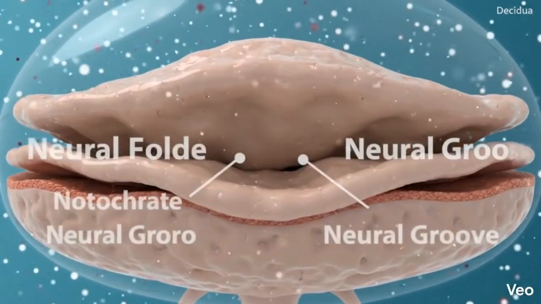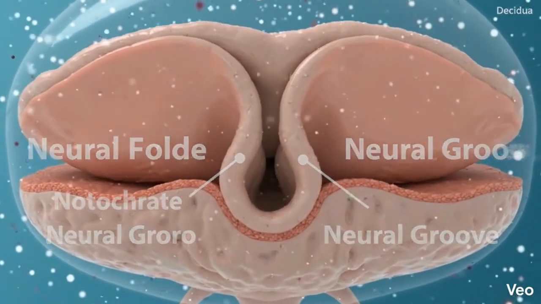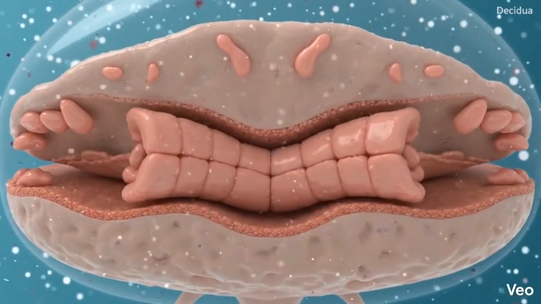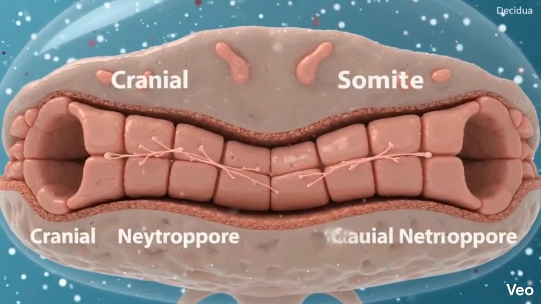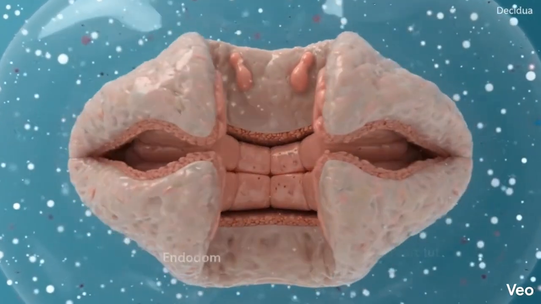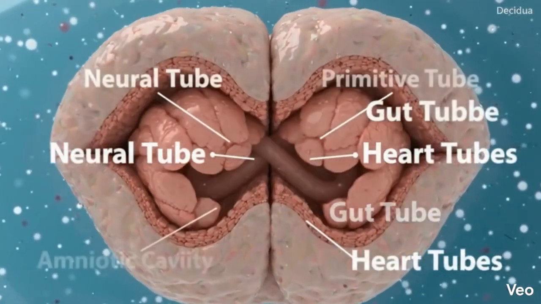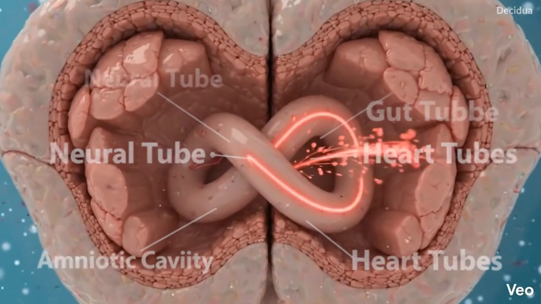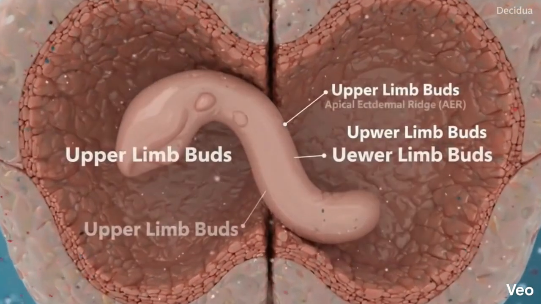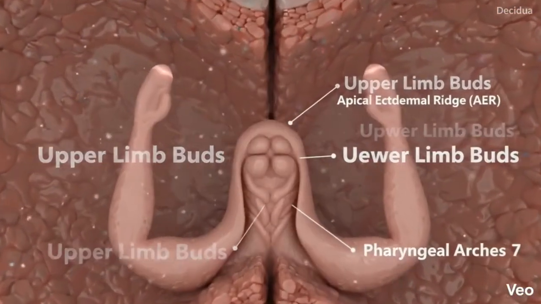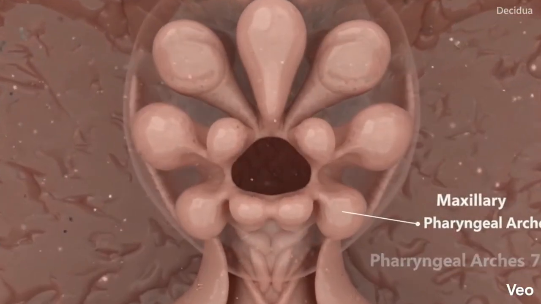The neural plate folds inward, forming the neural groove and folds. These folds then fuse superiorly to form the neural tube. As the embryo folds laterally and longitudinally, the cardiogenic regions fuse, forming the primitive heart tube. The week 4 embryo is C-shaped, with the heart tubes fusing and beginning to beat.